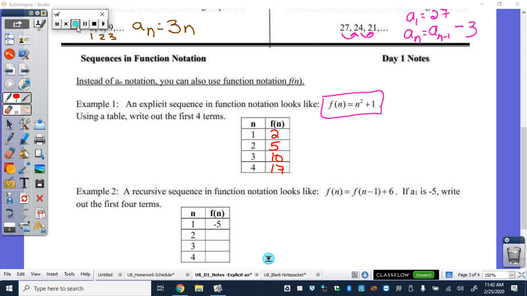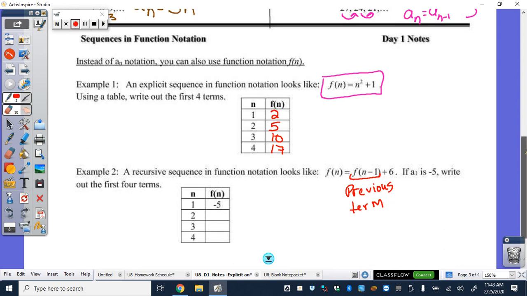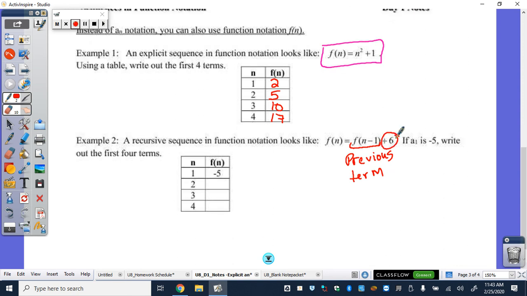So then example 2, a recursive sequence in function notation looks like this. Again, this is your previous term. That's how we would write it in our function notation. So what's happening to our previous terms? We're just adding 6. So our first term's negative 5, so that's already in our table for us. So all we have to do is add 6, so it's negative 5 plus 6, plus 6, plus 6. There you go. 1, 7, 13.